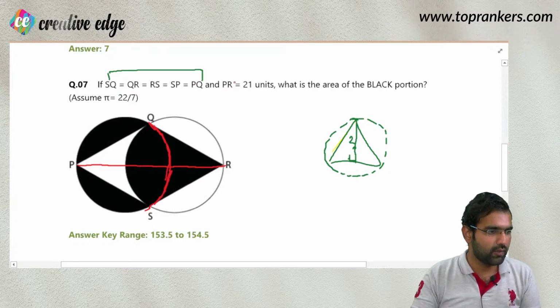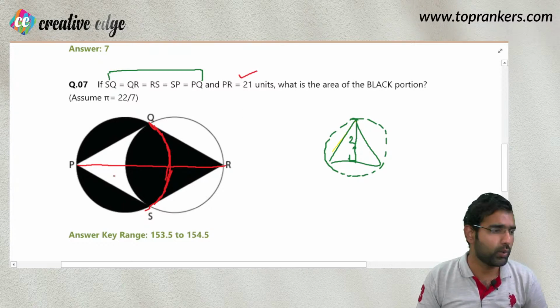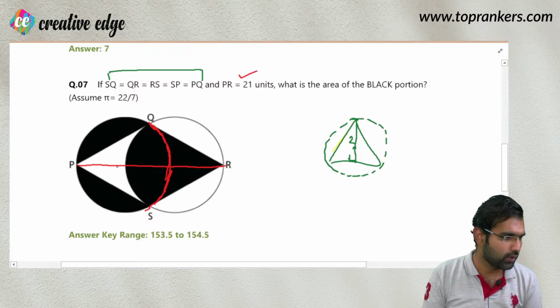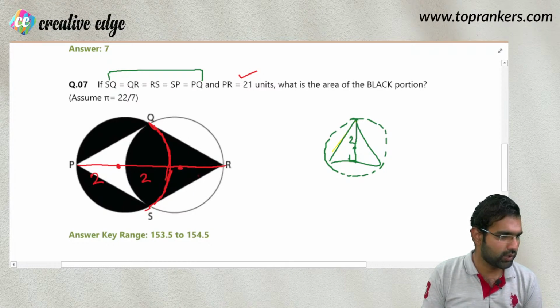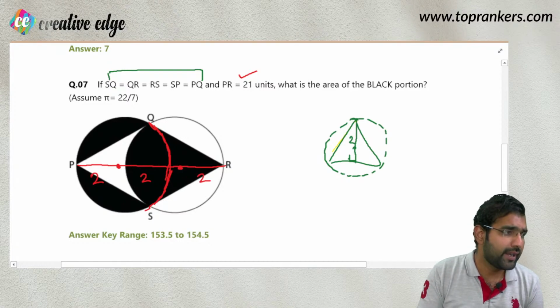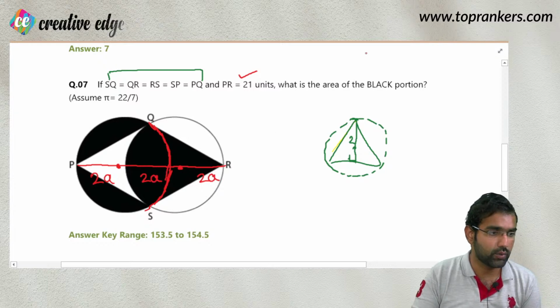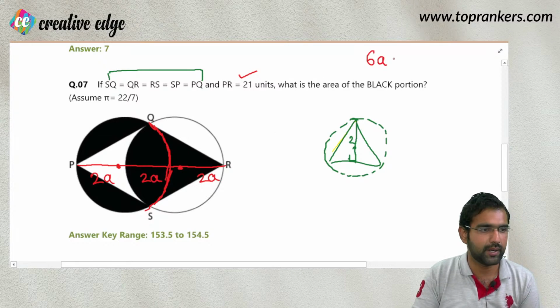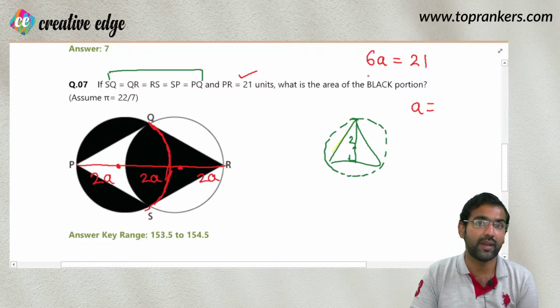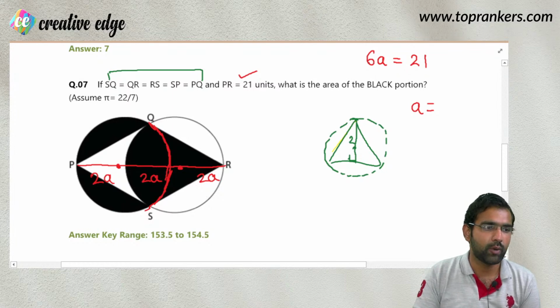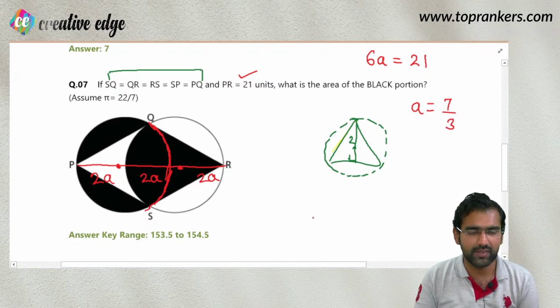This PR distance we were told was 21 units, but according to us, if I assume this is the center of the circle and this is the center of another circle, this was 2 units, this is another 2 units, this is another 2 units. Algebraically speaking, if this is length 2a, this is another length 2a, this is another length 2a. So your data says 6a, but our data says 21 units. Shall I say the value of a is nothing but 21 upon 6? If I cancel both the values by 3, it should be 7 upon 3. So the value of a turns out to be 7 upon 3.